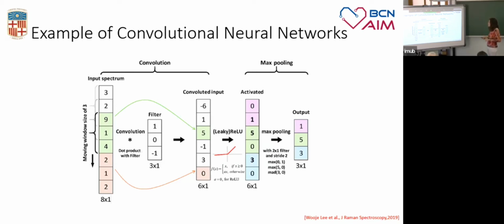So we can do an average, we can do a max. In this case we have a window with a 2 by 1 filter. We check this, we check this, taking the maximum of each. Why have we shifted by 2? Because we have a stride of 2. If we had a stride of 1, we would do this, and this, and this, but as we have a stride of 2, we shift 2 pixels up. So this is what we do: 0, 1, maximum 1; 5, 0, maximum 5; and 3, 0, maximum 3. So you get the final output of the process.